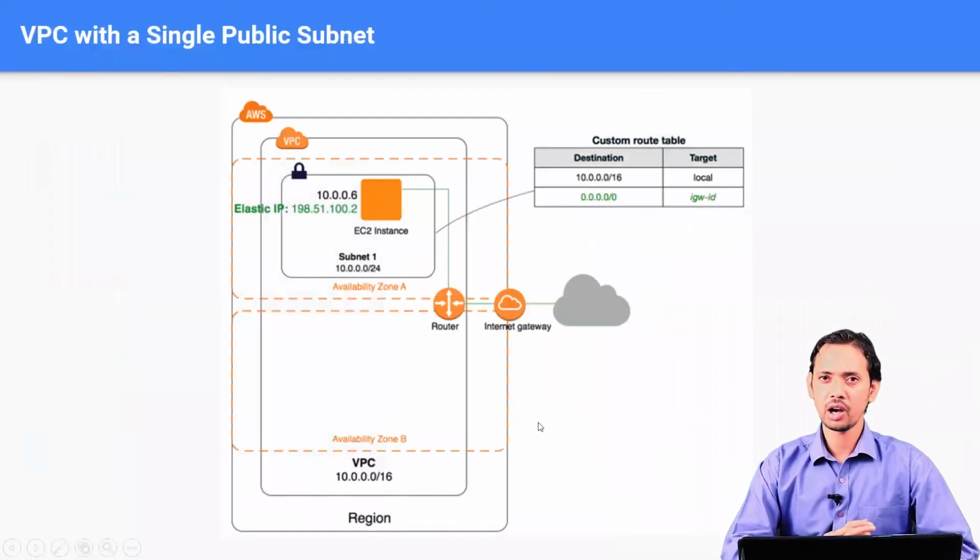So now we have a full-fledged architecture working here. We have a full-fledged VPC, subnet and instance working. So this was just a start where we created one subnet and one VPC. Going forward, we are going to learn more components and we are going to make more complex architectures.